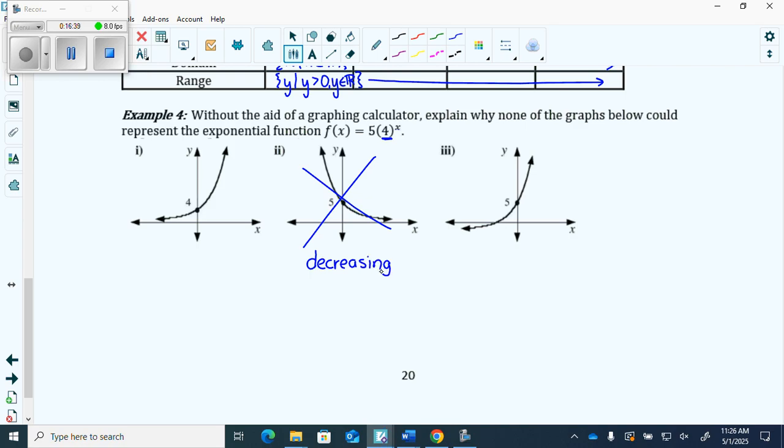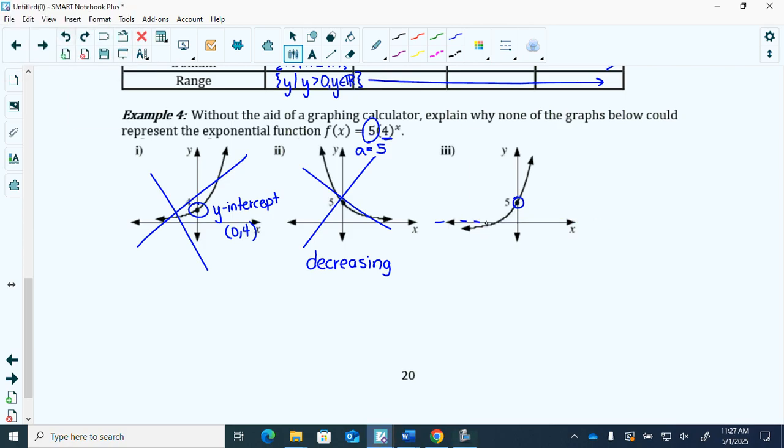Then let's talk about this one. This is my a value. My a is 5. What does my a give me? Your y-intercept. Y-intercept of 0, 4. So that's gone. Wait, this one is a y-intercept of 0, 5, and it's increasing. But it says here, explain why none of them represent it. Why is that one out? Below the x-axis. My asymptote needs to be here. That is not an asymptote, that's a straight drawn line. So, yeah, right?